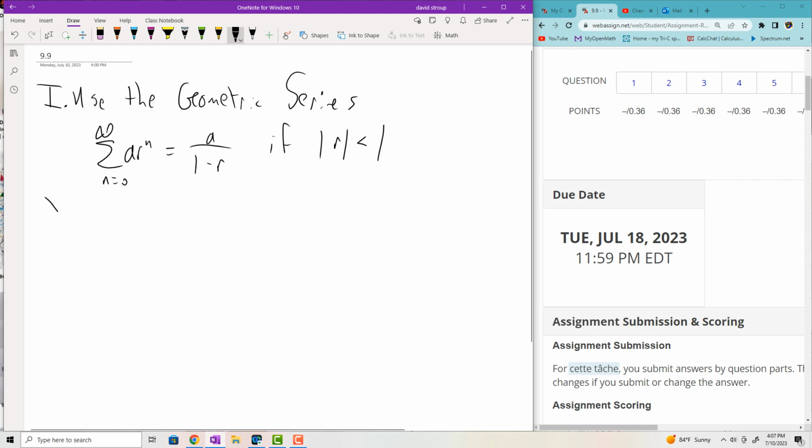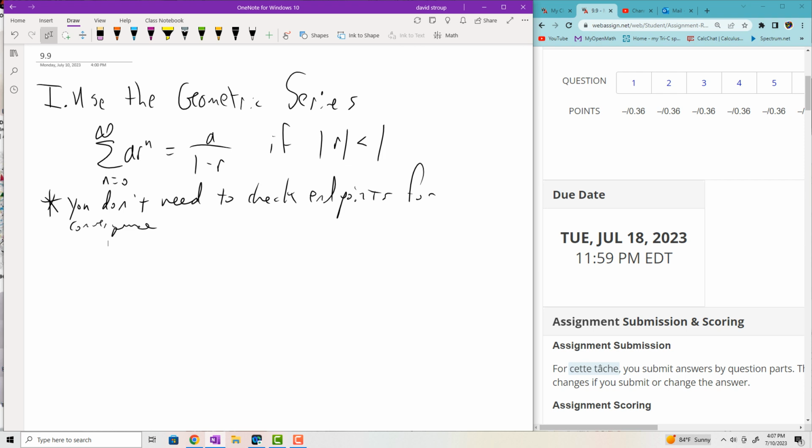So let me just write that down so there's no question as to what's going on. You don't need to check endpoints for convergence. The way we got convergence or divergence was independent of the ratio test. We didn't have the ratio test back then.